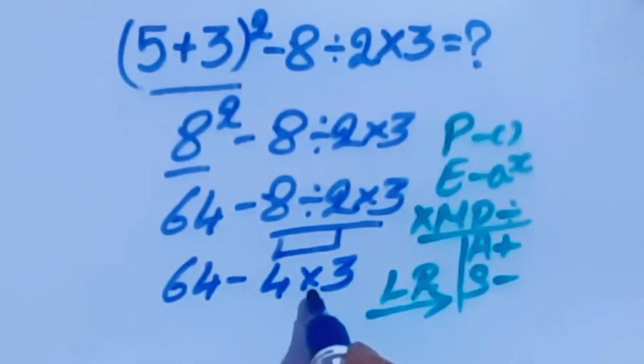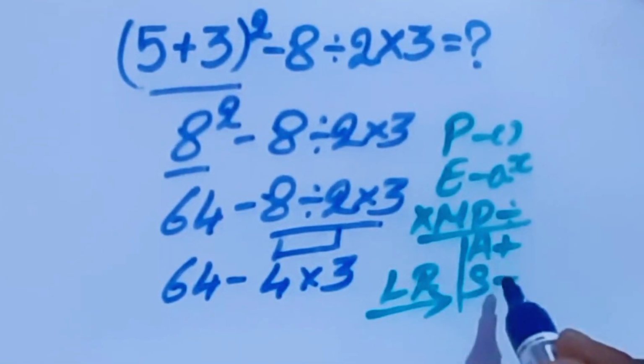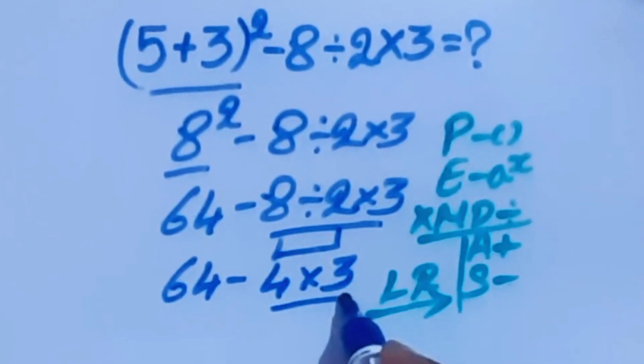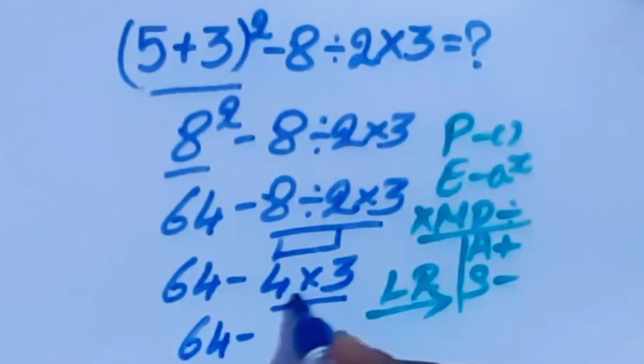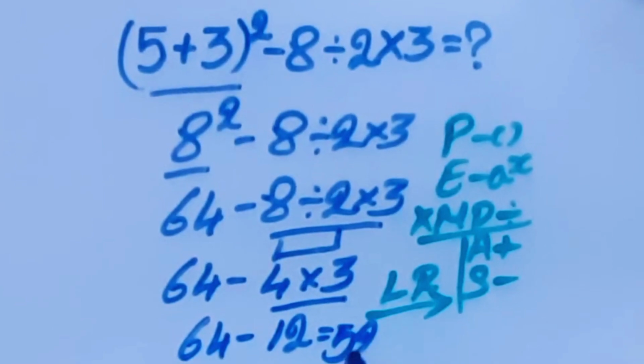Here we have subtraction and multiplication. Multiplication is higher priority than subtraction. So we have to do this multiplication before this subtraction. So 64 minus 4 times 3, which is 12. Here 64 minus 12 is 52, which is the correct answer.